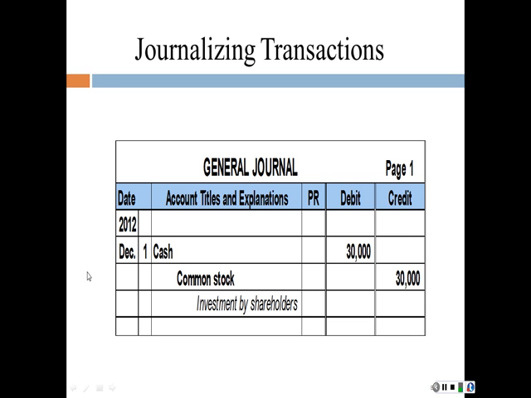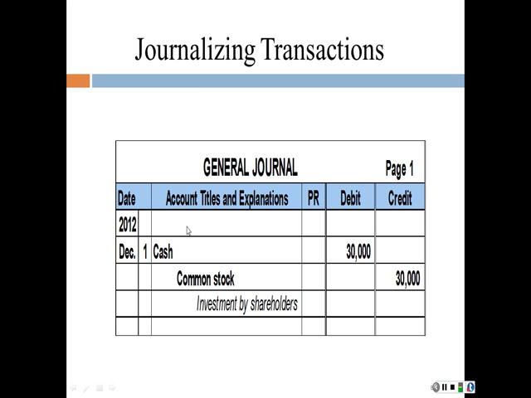Applying the rules of debit and credit, since cash has increased, cash needs to be debited, and since common stock has increased, common stock being an equity account, it needs to be credited. So we are going to prepare this journal entry which shows a debit to cash and a credit to common stock. Here is an example of the general journal.